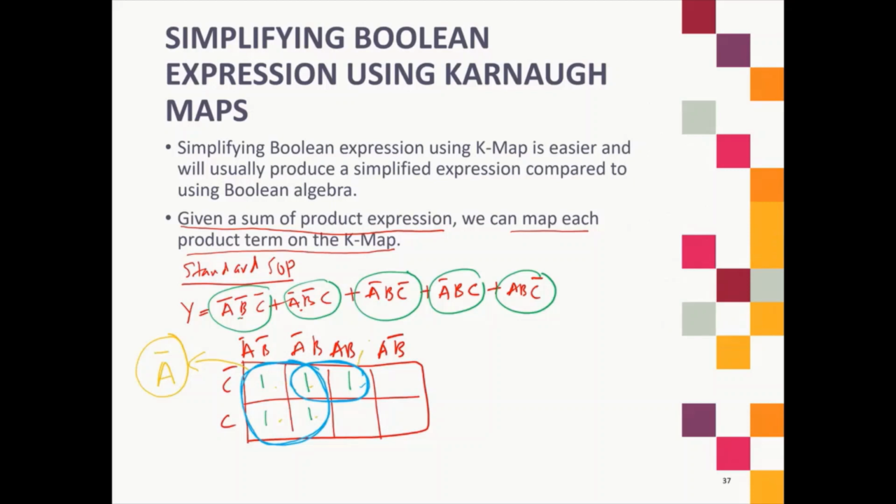For the second loop, the value is B and C bar. So your final answer will be Y equals A bar plus B and C bar. You need to OR these two product terms, so you get the result: A bar plus B and C bar. This is the example for standard SOP.